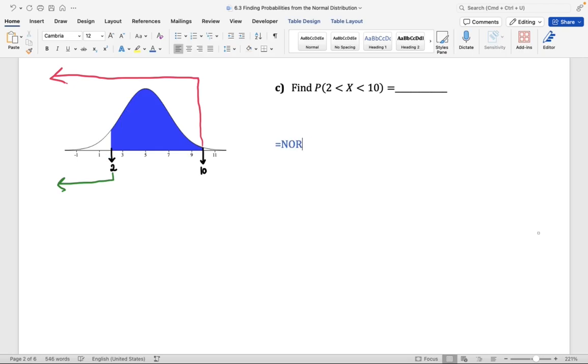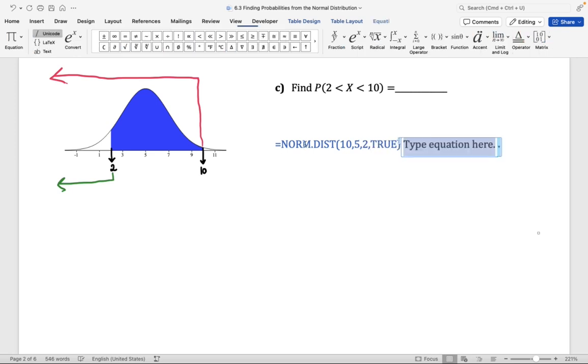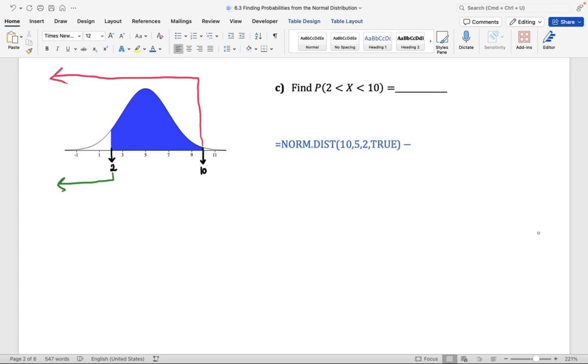So again, we're going to do norm.dist, we're going to say, let's find the area below 10. So we're going to type our x value, our mean, our standard deviation, and then true at the end. Once we find the area, let's go ahead and subtract whatever we get when we find the area to the left of 2. So again, we're going to use the same function, but this time we're going to type in the x value 2. Again, what are we saying here? We're saying take the area to the left of x equal to 10, then subtract the area to the left of x equal to 2.